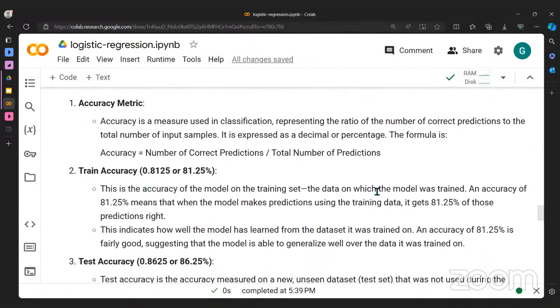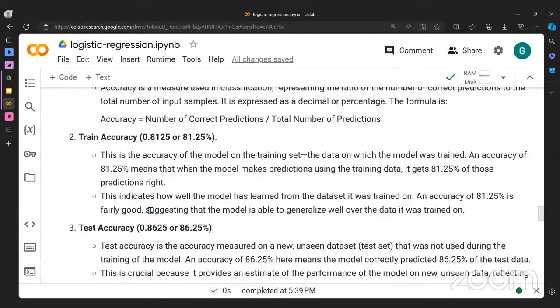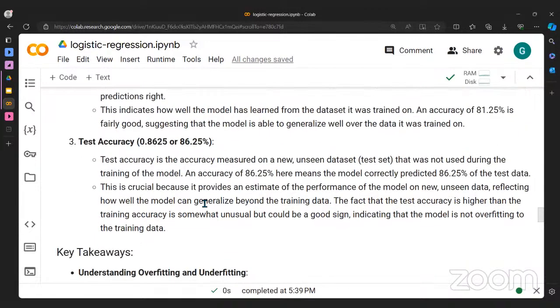So yeah, 81.25% means that the model makes predictions using the data and gets 81.25% of those predictions right. This indicates how well the model has learned from the data set it was trained on. Then we have the test accuracy too, which is how well the model has performed on unseen data, right? The fact that the test accuracy is higher than the training accuracy is somewhat unusual, but could be a good sign indicating that the model is not overfitting to the training data set.